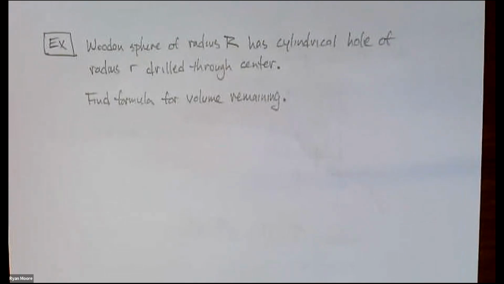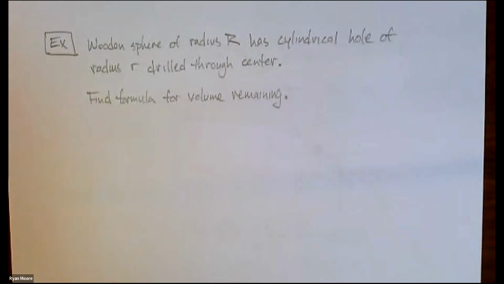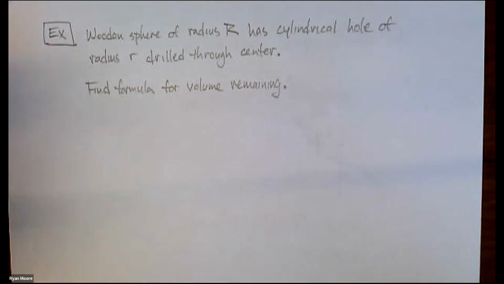Here it is again. A wooden sphere of radius capital R has a cylindrical hole of radius little r drilled through the center. Find a formula for the volume remaining. Here's what I want to do. I'm going to make a drawing of it, and then we'll end up making a few drawings and laying an XY plane on top.